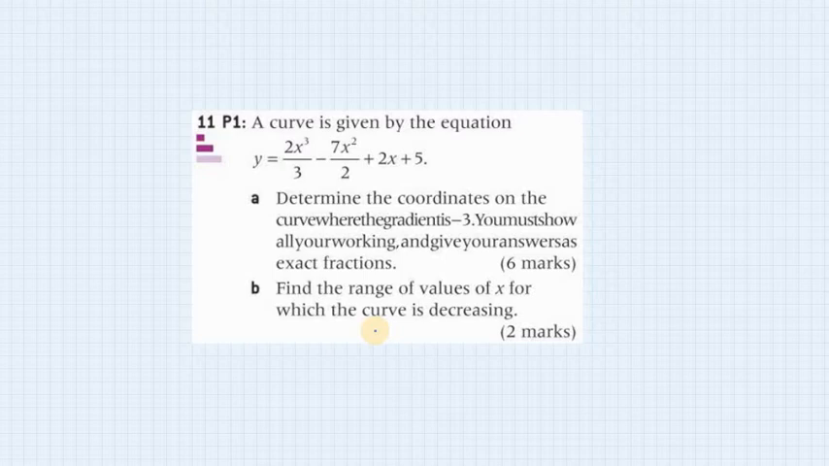So the question is, a curve is given by the equation y equals blah blah blah. A, determine the coordinates of the curve where the gradient is -3. You must show your working and give your answer as an exact fraction. So for the question, let's draw it.